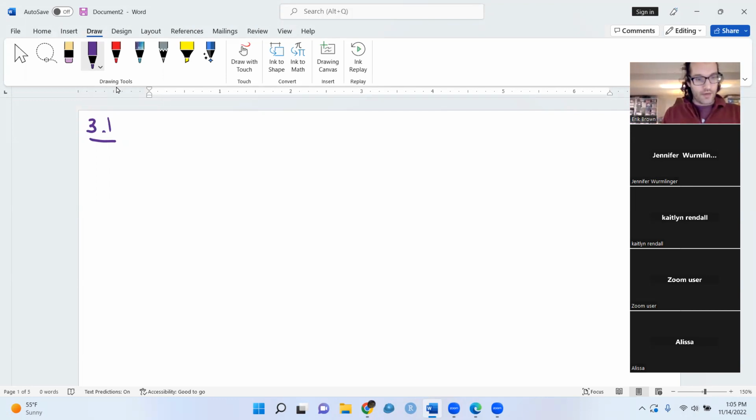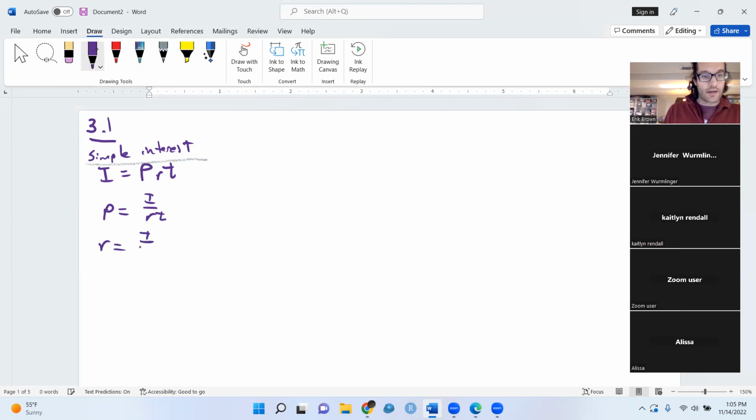So there is the interest formula. I equals P times R times T. So I suppose we should label this simple interest. And remember, we could have solved this 3 different ways, and we could say, oh, P equals I divided by RT, and R equals I divided by PT. I don't know if these formulas are particularly useful for you. And T equals I divided by PR.